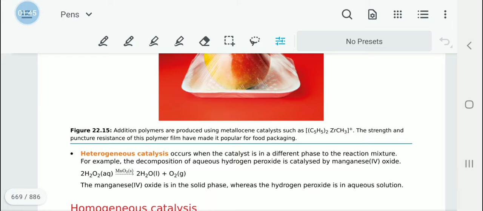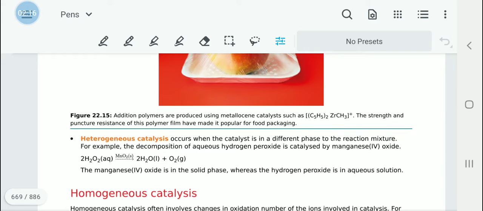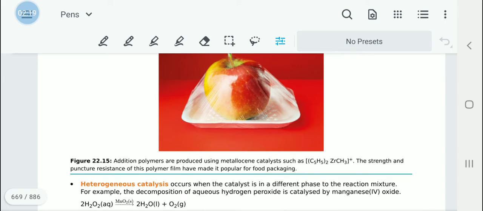So the reactants, the products, as well as the catalyst are all in the same aqueous phase. Now, heterogeneous catalysis is when the catalyst is in a different phase to the reaction mixture. Take the decomposition of aqueous hydrogen peroxide using manganese(IV) oxide: 2H2O2 aqueous, with MnO2 solid, gives 2H2O and O2. Manganese(IV) oxide is in solid phase, hydrogen peroxide is in aqueous solution, so that is heterogeneous catalysis.